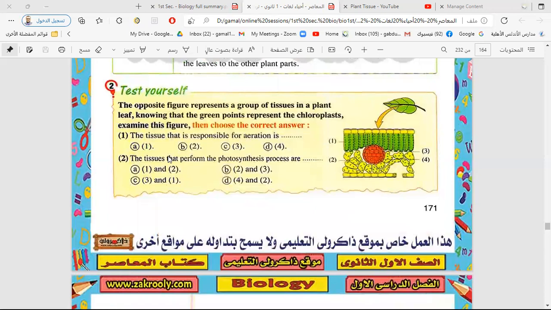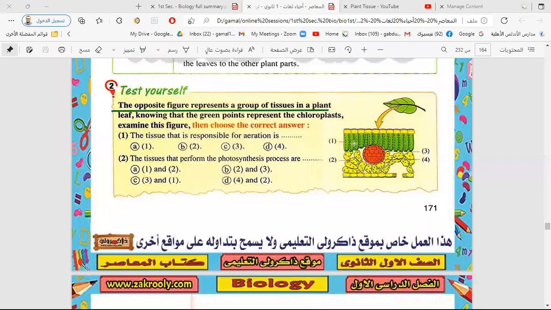Okay. Let's answer this question. The opposite figure represents a group of tissues in the plant leaf. This is the leaf, with a section made in it. Tissue number one is called palisade, perpendicular cells containing a large amount of chlorophyll. You will study it in secondary 2, inshallah.